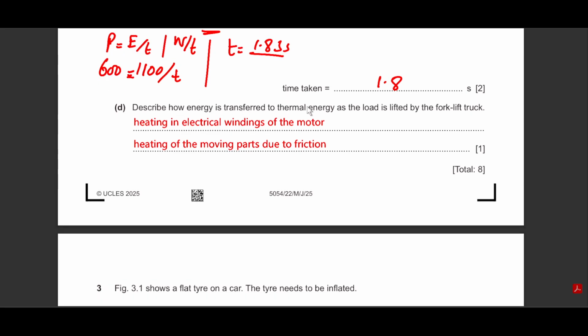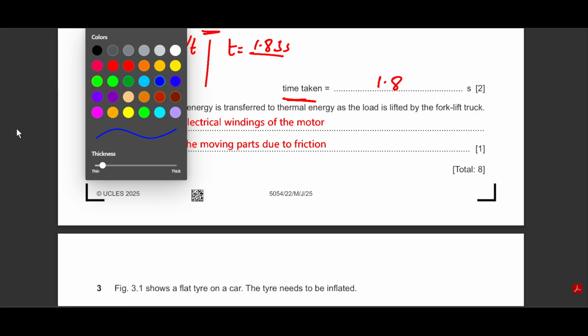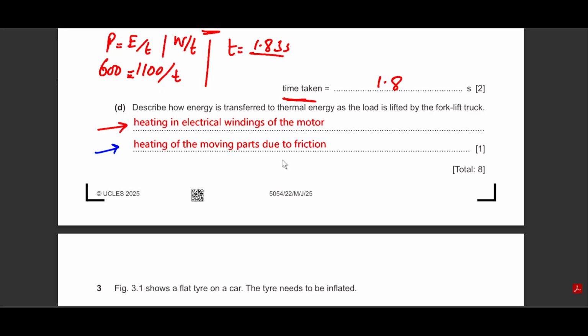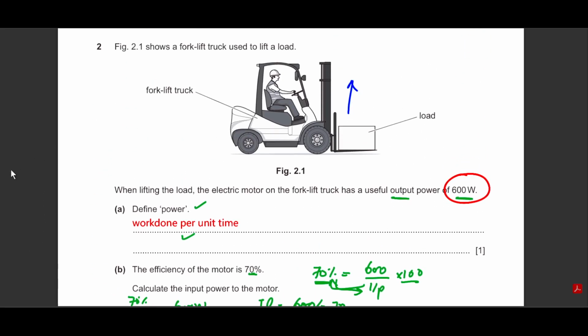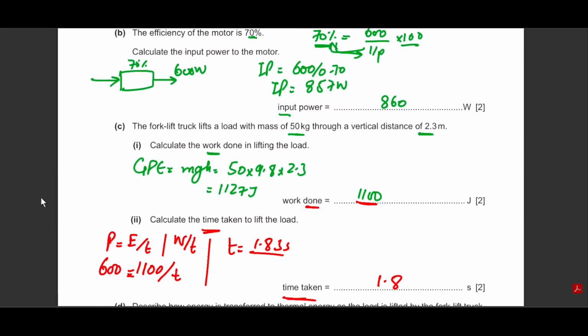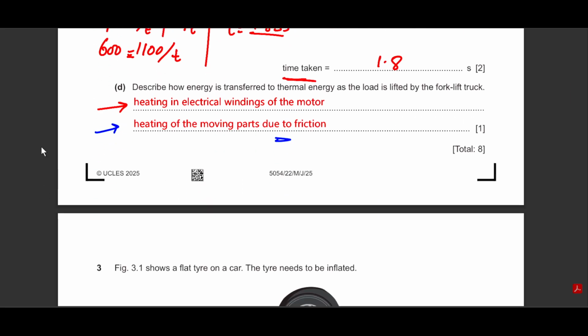Describe how the energy is transferred to thermal store as the load is lifted. So there are two options to this. Electrical windings in the motor get heated up when current is transferred through them. The other option is heating of the moving parts due to friction. So there are a lot of moving parts when the lift is moving up. So the friction in this column or any other place in the moving parts is going to remove energy. So it's going to be a very simple answer in this.